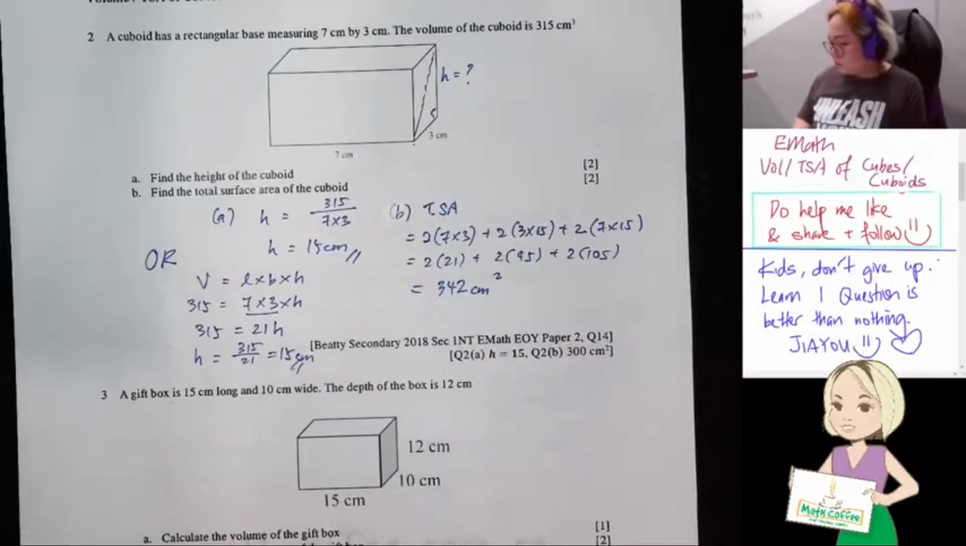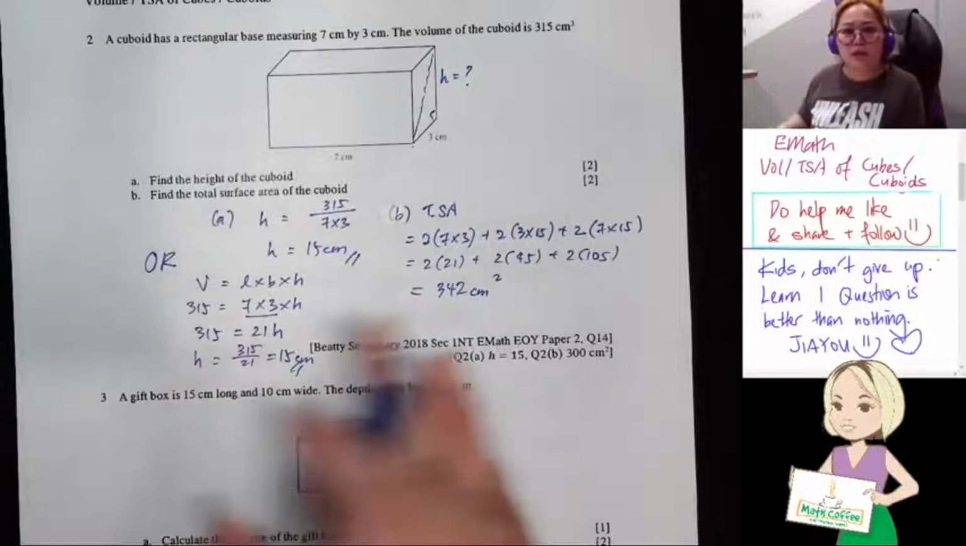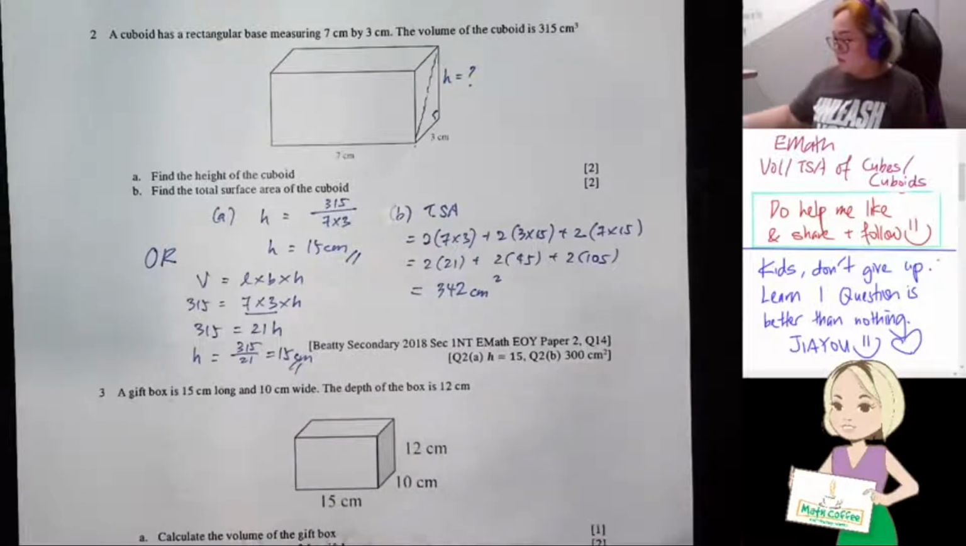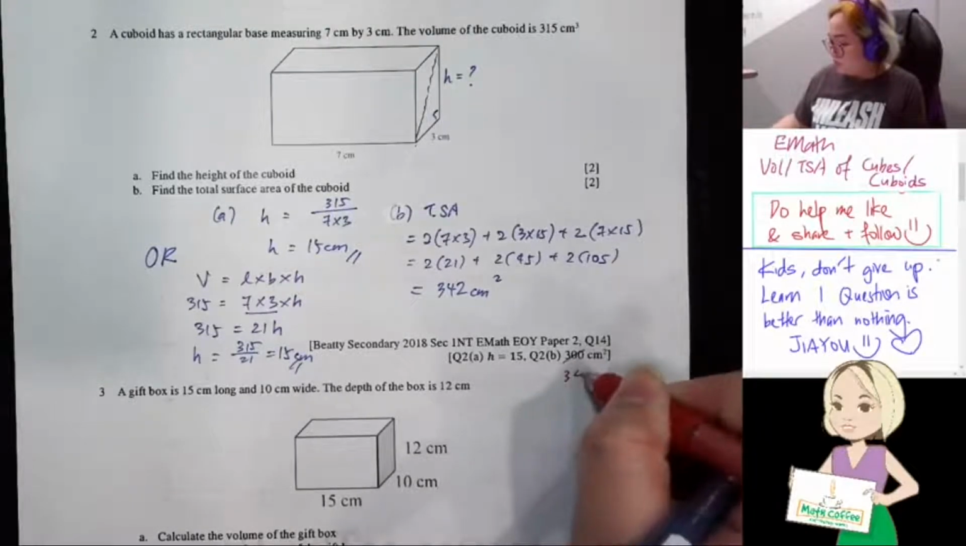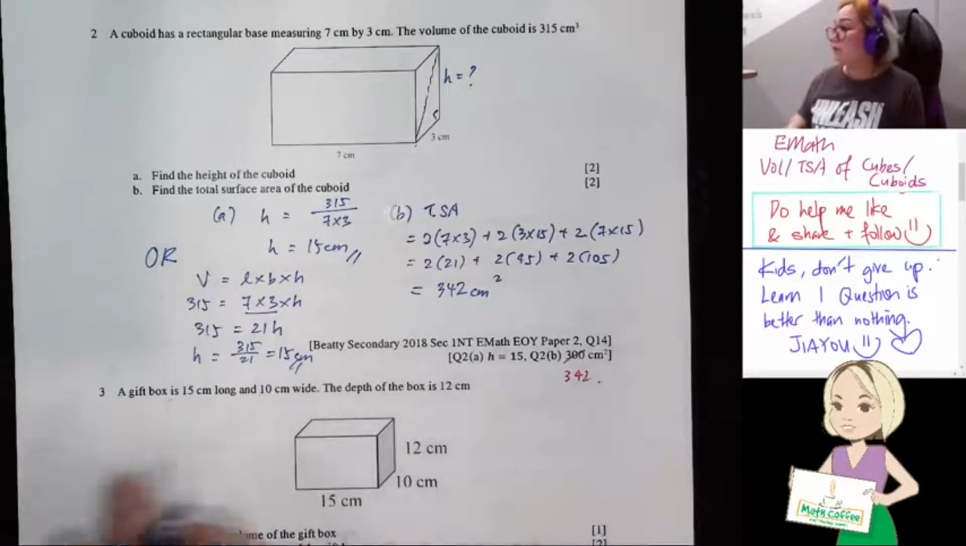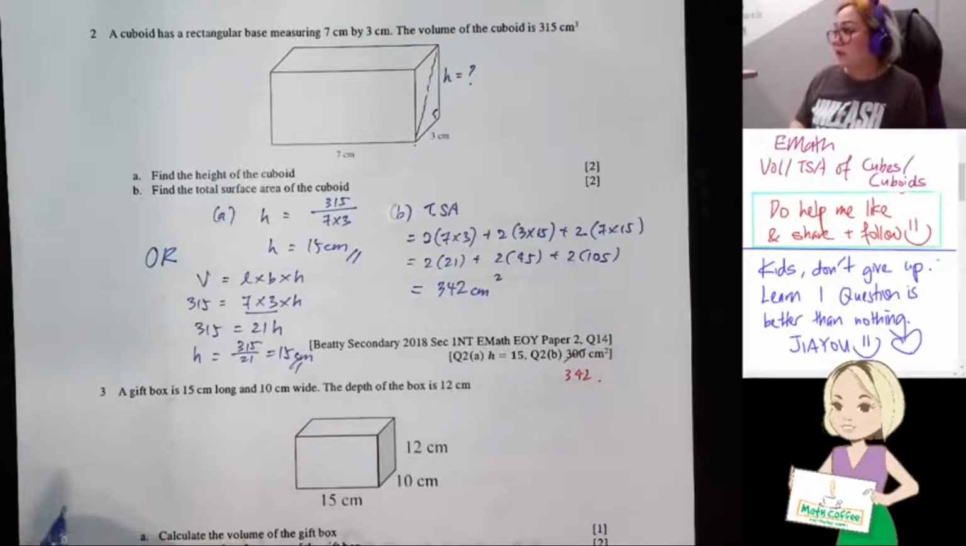Right? Did anyone spot something that I never spot? It's 342, right? But my answer here is wrong. So the answer sheet is wrong. So this is 342. Okay?